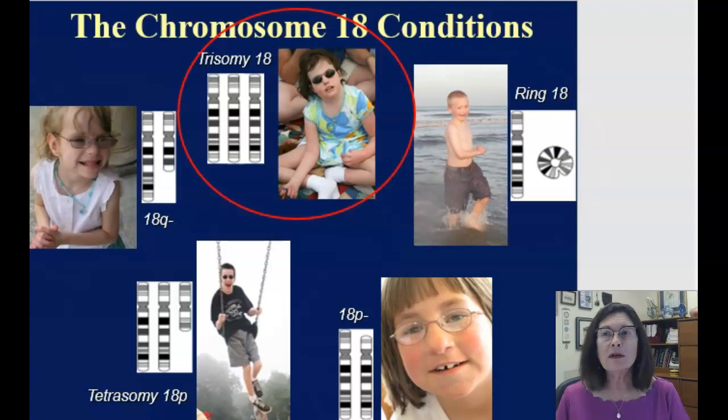Or they could have an extra piece of chromosome 18 from any part of the chromosome stuck onto one of the other chromosomes in the human genome. So again, the trisomy 18 group is not only people with 3 complete copies of chromosome 18, but people with partial trisomy 18 as well.